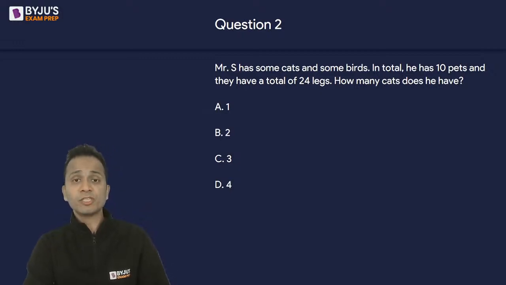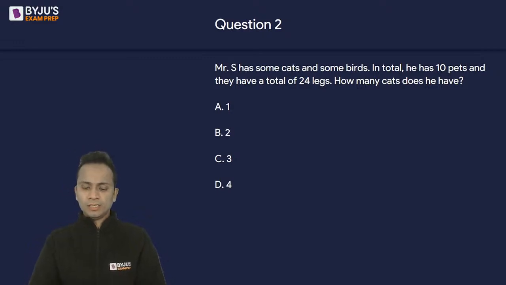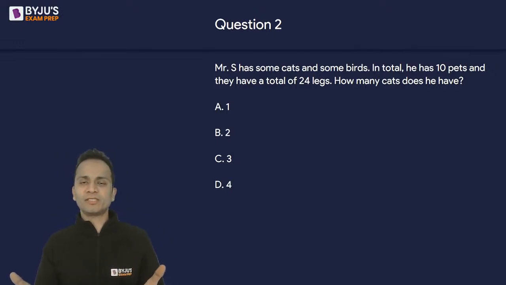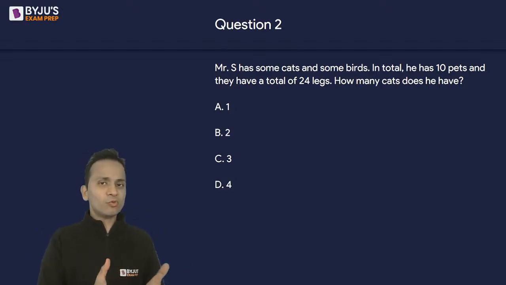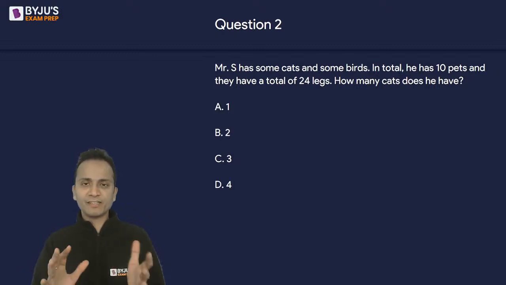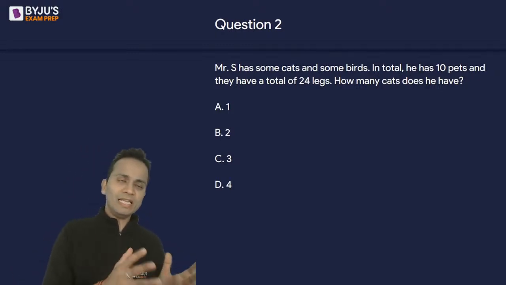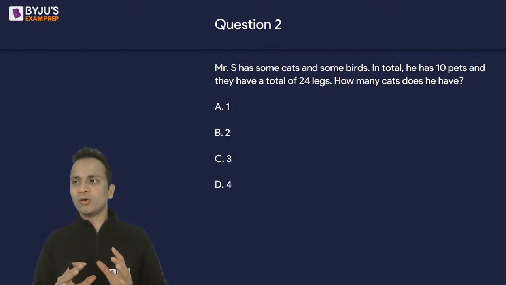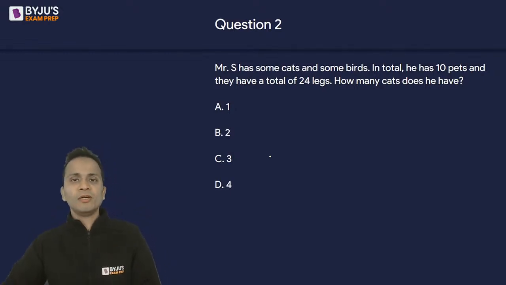All right. Any answer for this one? Now, whenever such a question comes in front of you, you will have to assume that the cats will have the normal number of legs. So a cat will have 4 legs and a bird will have 2 legs. We don't have any defective animal or animal with a lesser number of legs.